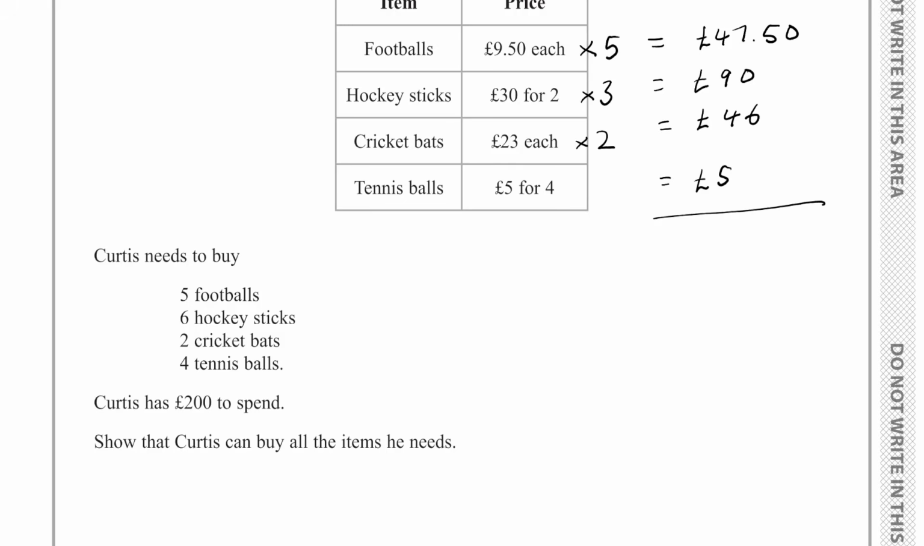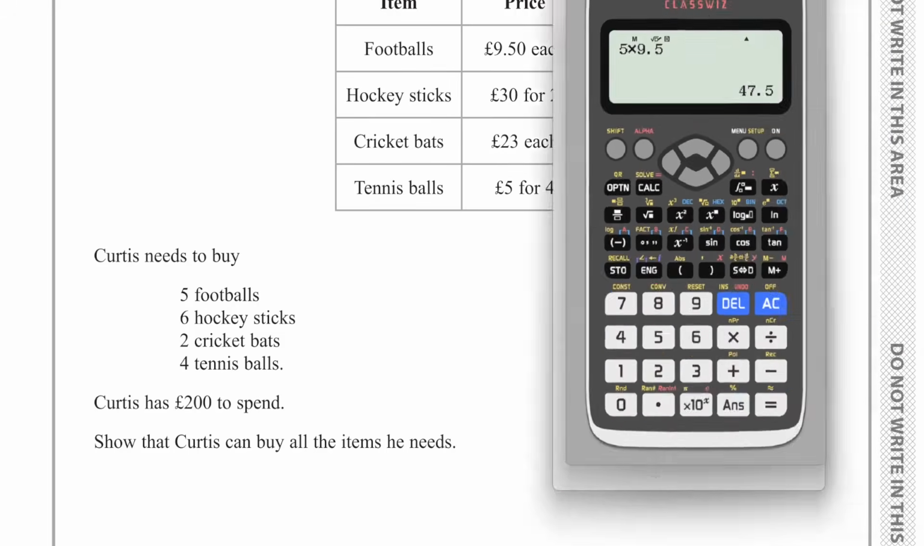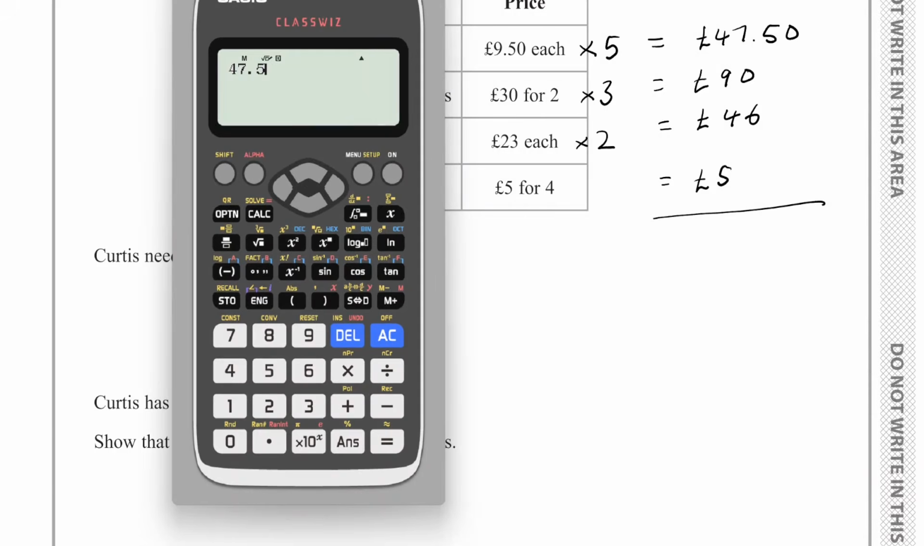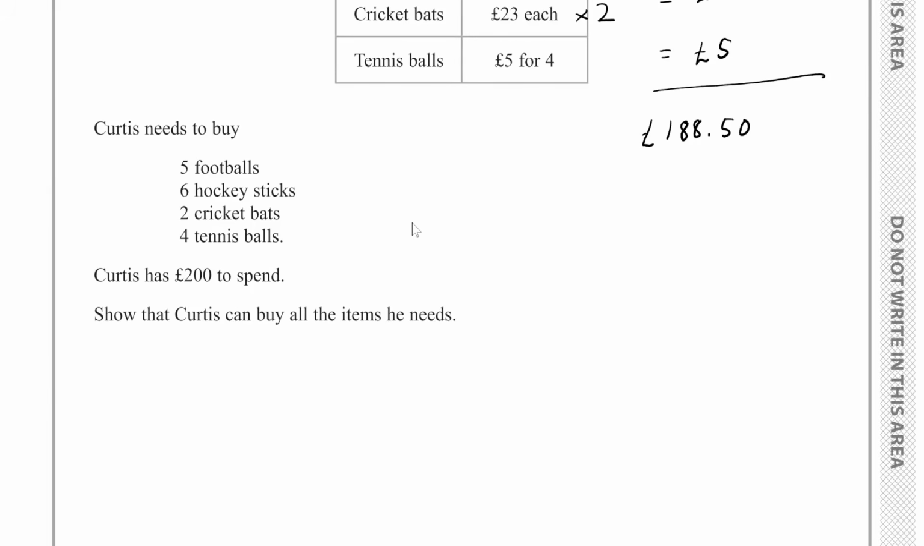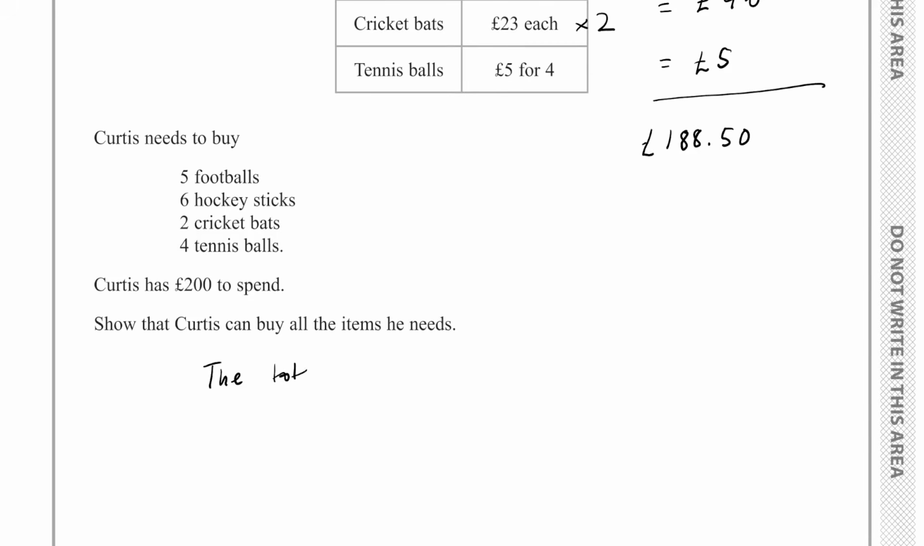So now we just add them all up and see how much the total cost is. So we have £47.50, £90, £46, and £5. So the total is £188.50. Curtis has £200 to spend, show that he can buy all the items he needs. So he can buy all the items he needs because it costs £188.50. So the total cost is £188.50.